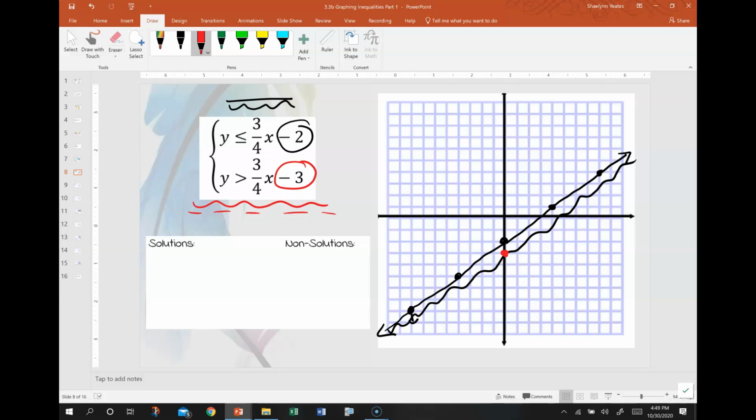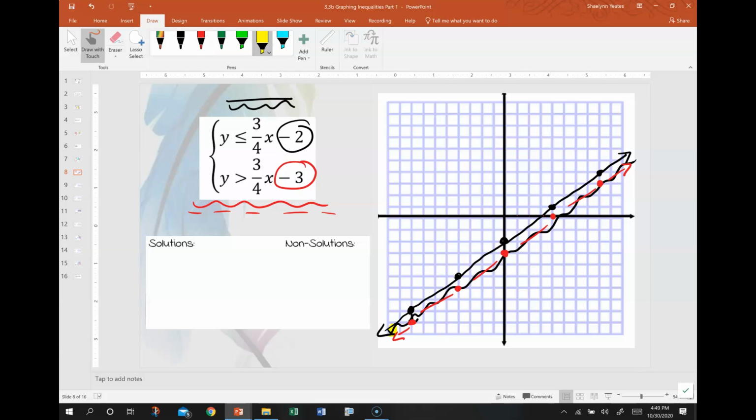So we're going to go up 3 over 4. One, 2, 3, 4. Up 3 over 4. Then to go the other way, we go down 3 over 4. Now, if this was a system of equations, we would say no solution because these two lines are parallel.